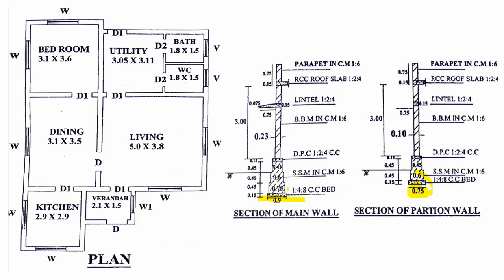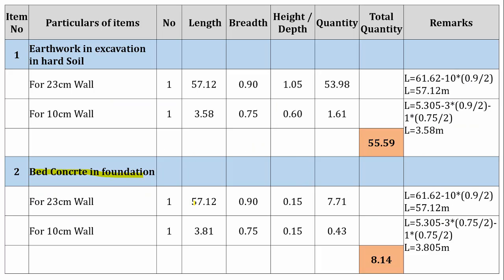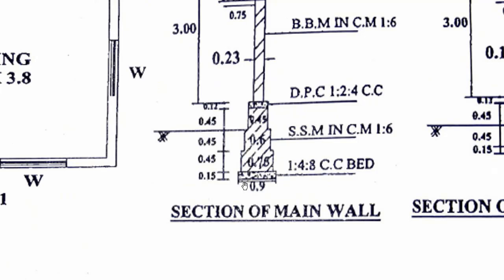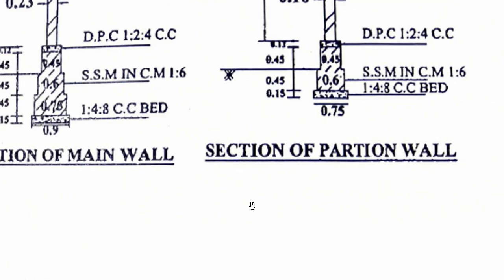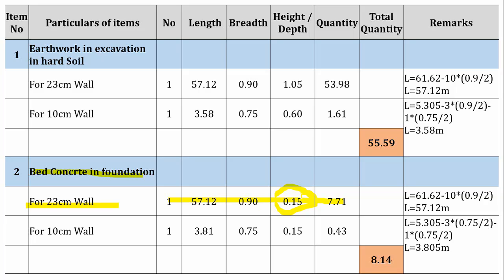So this is the bed concrete now. This has to be calculated. Again this length will remain for the 23 centimeter wall, so this length will remain the same. Only the depth is going to change. You can see the figure now. Previously for excavation we took the depth below the ground level, but for bed concrete it is 0.15 meters. So therefore here it will be 0.15 meters. If you multiply, you will get the answer as 7.71 cubic meters.